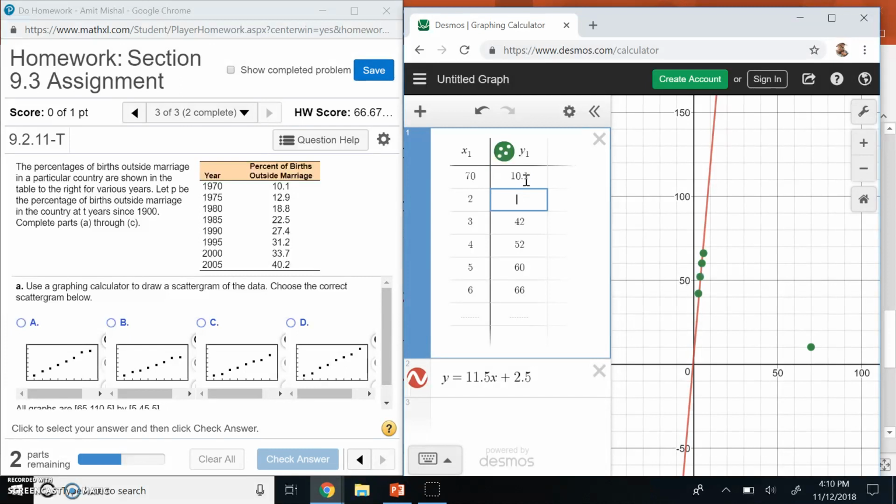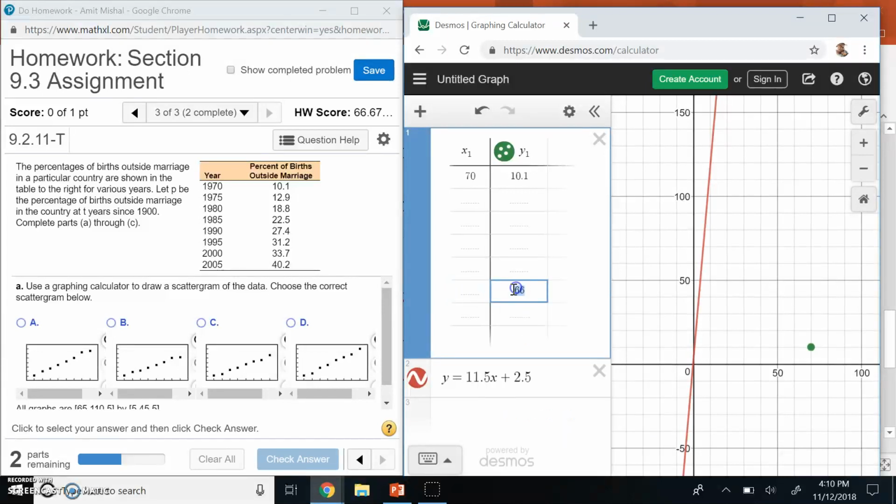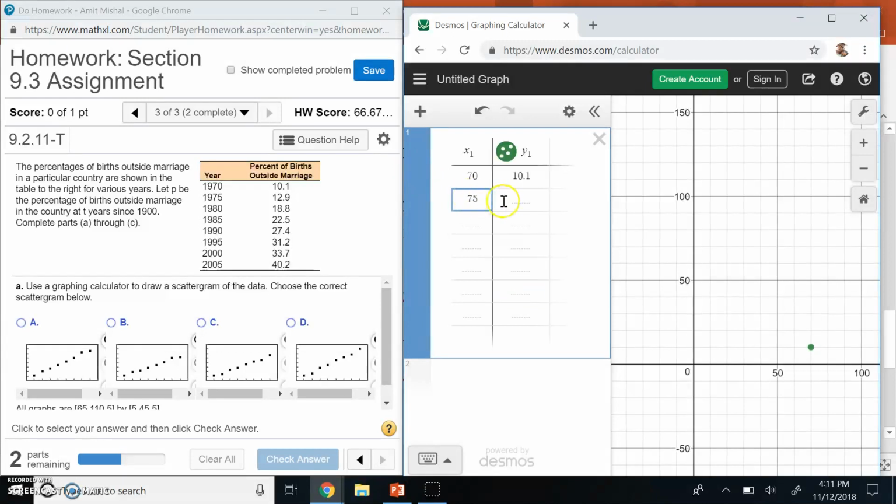So what I want you to do is fill in the rest of the table with the X and Y values. Just to give you one more, also make sure you clear the line from this so it doesn't confuse you. This was from the previous problem, so click on the X, clear the line. So the next one, 1975, will actually be 75 as the X value, because 75 years have passed since 1900. And the Y value will be 12.9.